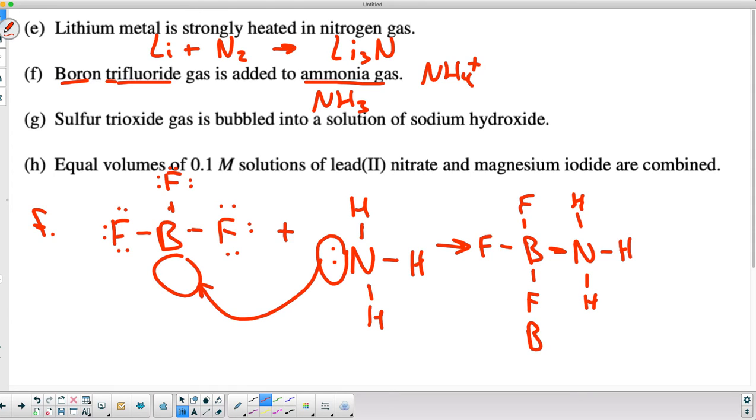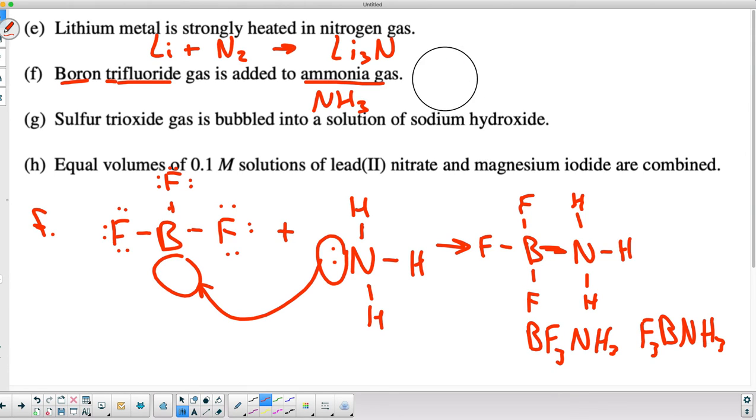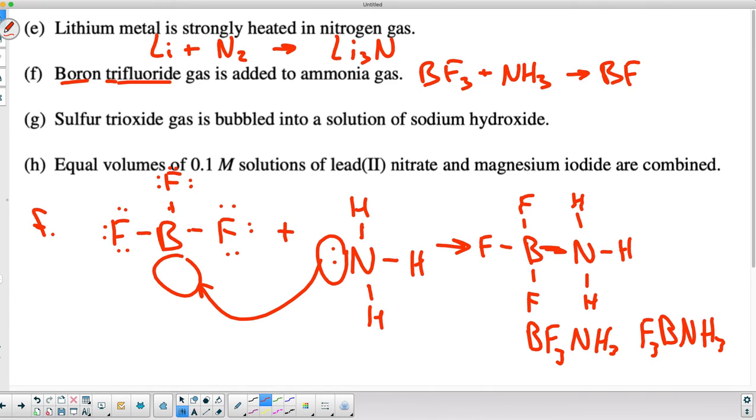Now you can write this any way you want to. You can write it BF3 and H3 like that. Some people actually prefer to show that it's the B and the N that are together, which would be F3BNH3. Either one of these is good. So when I rewrite this then, I'm just going to write it like this: BF3 plus NH3 yields BF3NH3 like that. Okay, and here's why it happens down below.